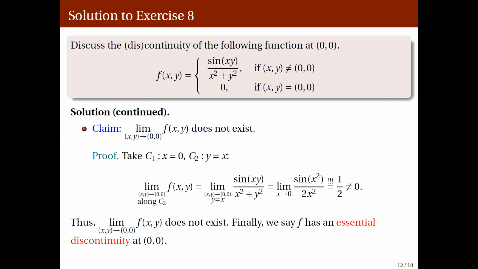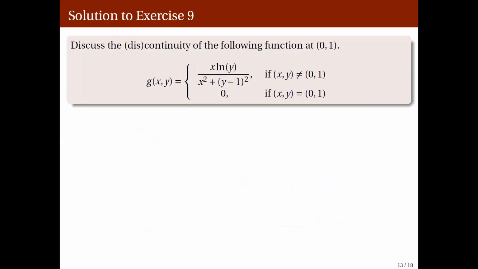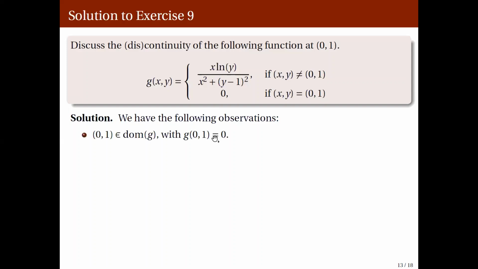Let's now go and check the continuity for g of xy given in item 9. This one is different. It's 0, 1 for a change. Okay, we want to check continuity here. Once again, we check that g of 0, 1 is 0 from the second line. So there you go. Next, we check for the limit of g as xy goes to 0, 1.